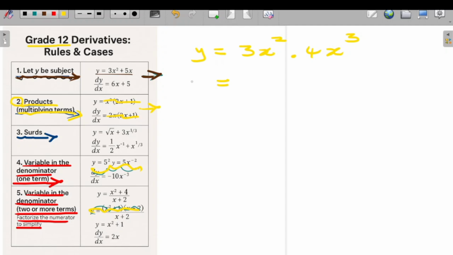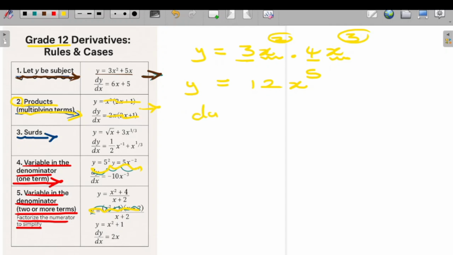So here we need to multiply first. So I'll just write y is equal to, we multiply the coefficients, so it will give us 12x. When you're multiplying like terms, you add the exponents, but when you're dividing, you subtract the exponents.